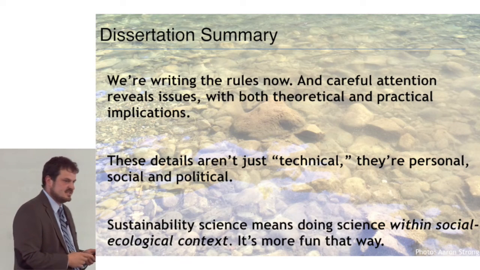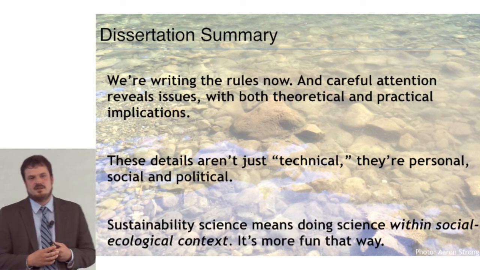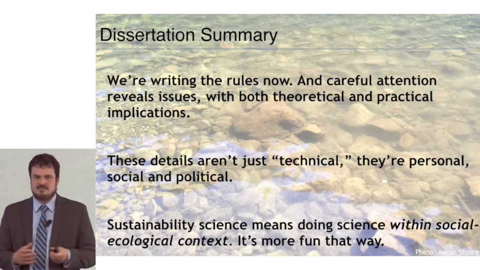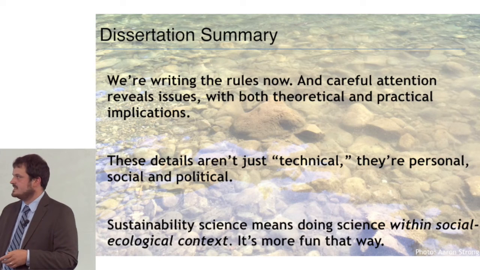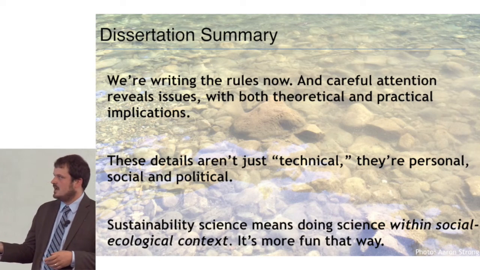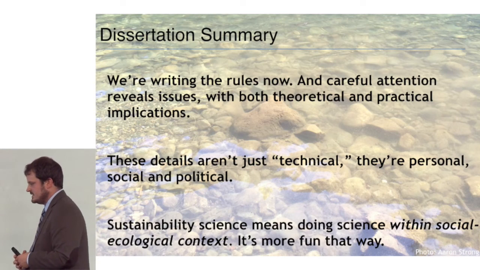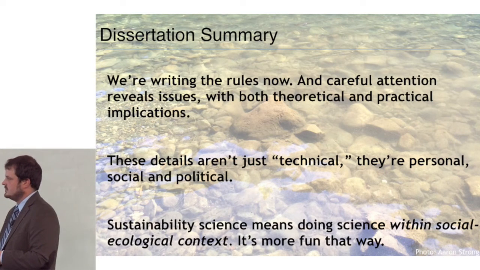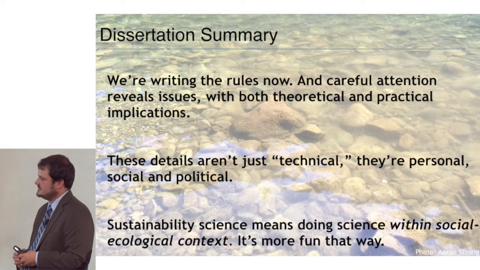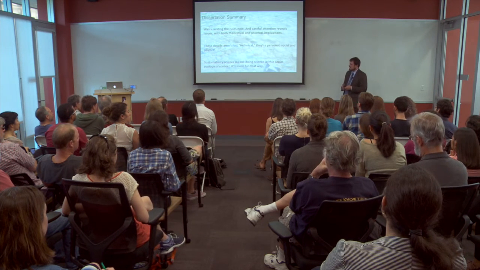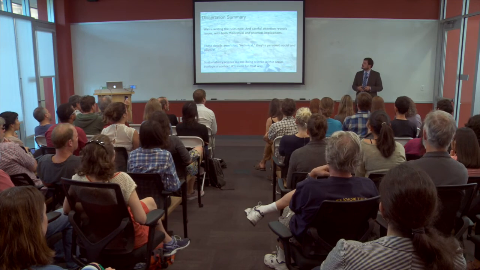There are a lot of dollar signs associated with the different assumptions that we can make. And so if we're trying to build an understanding of managing environmental problems into the Anthropocene, we need to recognize, as sustainability scientists, the interactions between our science and the existing governance frameworks and social ecological system contexts in which these decisions are made. Sustainability science means doing science within this context, and I think it's more fun that way.